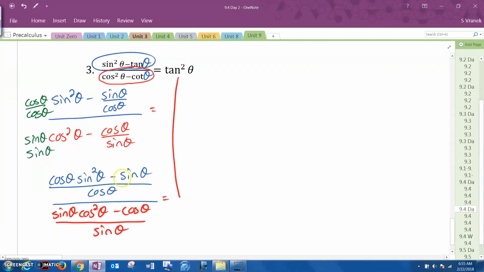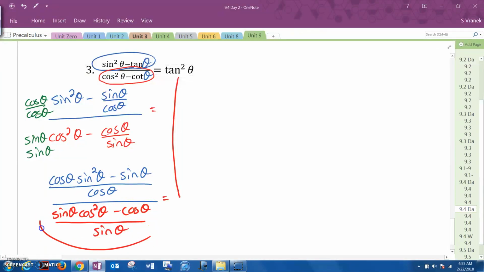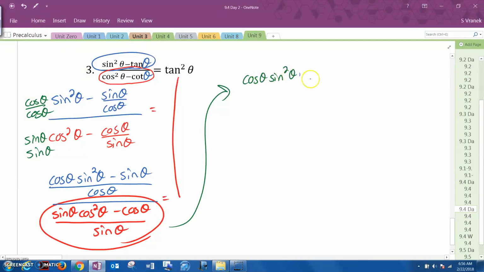So now, when you have a fraction over a fraction, there's two things we can do here. We can either simplify this or do the fraction over a fraction and make it multiplication. We have to take this one and flip it up and multiply it to the other one. So I'm going to take this whole thing over here. I have cosine of theta sine squared theta minus sine of theta over cosine theta times sine of theta over all of this.